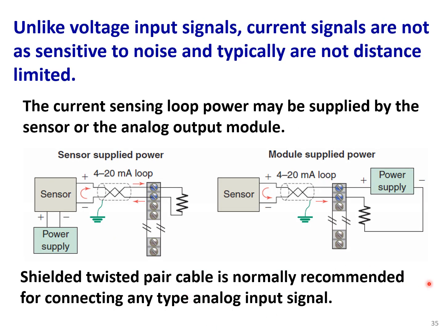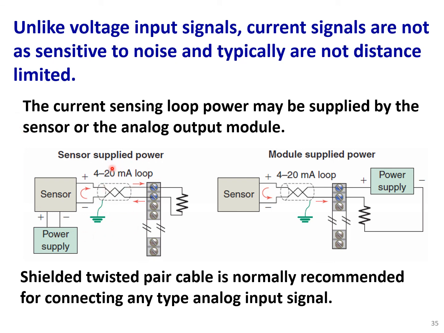Unlike voltage input signals, current signals are not as sensitive to noise and typically are not distance limited. So that's basically advantage. They are not sensitive to noise and they are not distance limited. So it means that basically the length of the wire does not or cannot basically lose information here. The current sensing loop power may be supplied by the sensor or the analog output module.